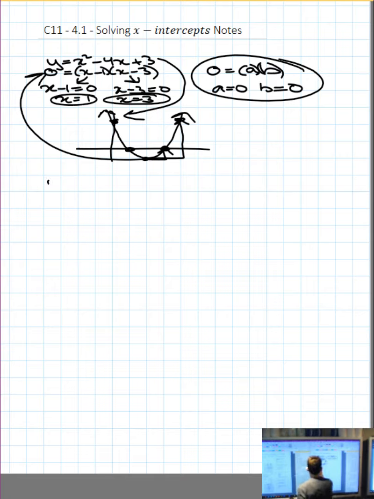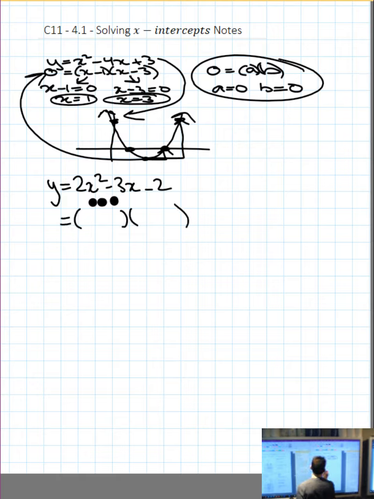Okay, let's do another one. So y equals 2x squared minus 3x minus 2. Now, go back to grade 10 and learn how to factor these. So, two things that multiply together to make 2x squared have to be 2x and x. Two things that multiply together to make negative 2 are 1 and 2. And we have to do a negative 2 here because we have to multiply the 2x by the 2 to get negative 3x eventually. And we have to multiply the plus 1 by the x to eventually get negative 3. And the multiplication still has to work.